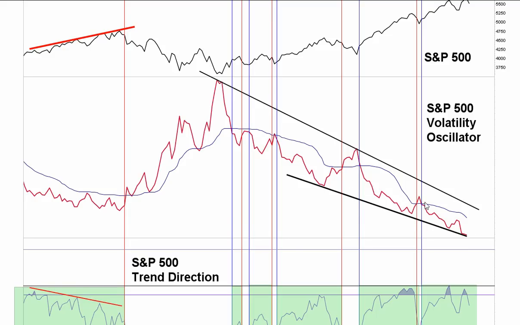It's the S&P volatility oscillator. Still below the signal line. It's got to get back above the signal line. Trend direction ended up forming multiple points of negative divergences. Finally, getting back above the signal line. This is the volatility oscillator.